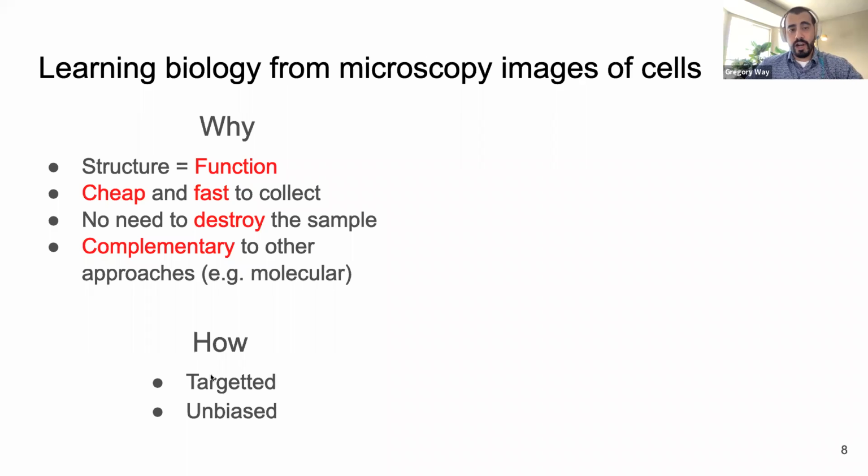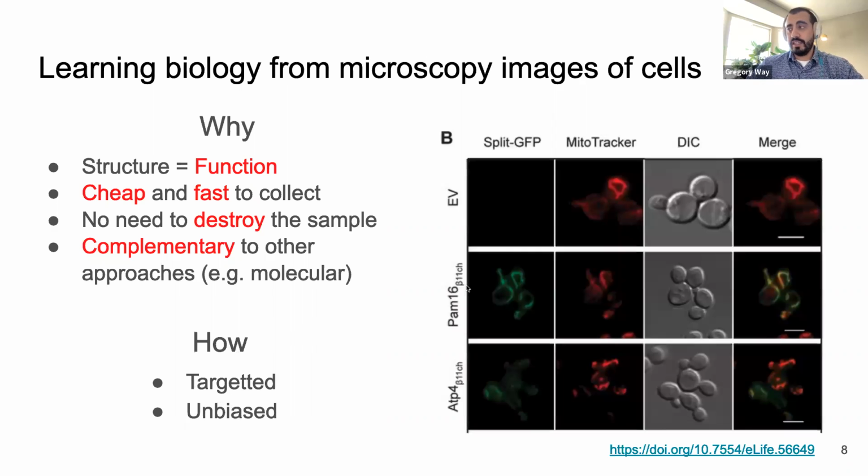And so there's two broad categories of how people typically think about learning biology from microscopy images. These are targeted and unbiased. And just as a quick example, both of these categories are often combined in the same experiment. So you could have a targeted image assay where you have some molecule that's tagged with GFP, and you can visualize the localization of that particular molecule using this GFP fluorescence reporter.